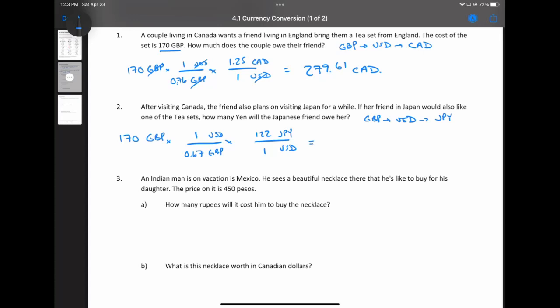Okay, so now that we do this, everything cancels out except for the Japanese yen on the top. And on the top, we do 170 times 122 and then divide by 0.67. And we get out 30,955 Japanese yen.